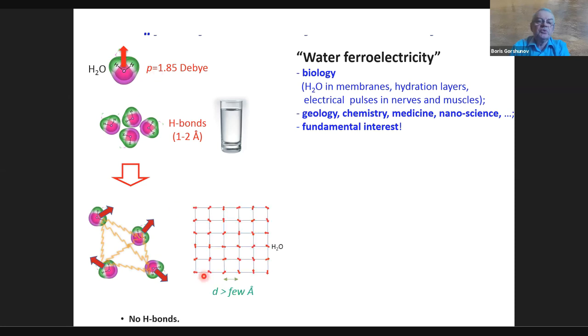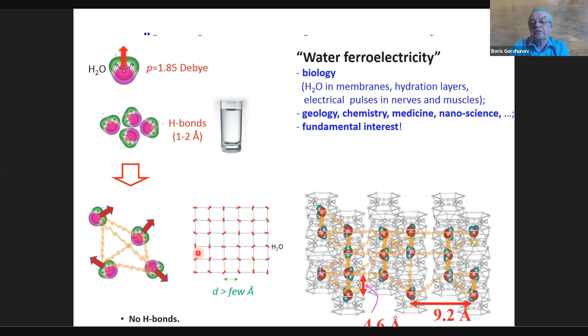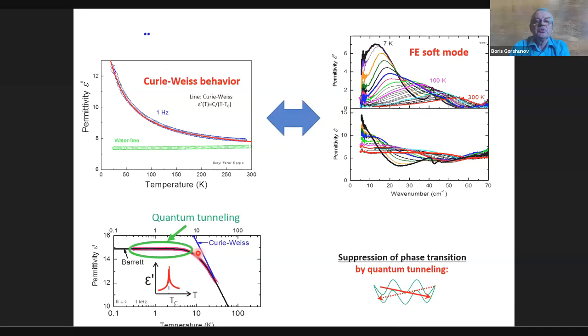And that's why one has to take the water molecules far apart and then try to observe the water ferroelectricity. That's what we have obtained. As I said, I have discussed this in detail during the previous conference. And we have observed the ferroelectric Curie-Weiss behavior of the permittivity and the ferroelectric soft mode.